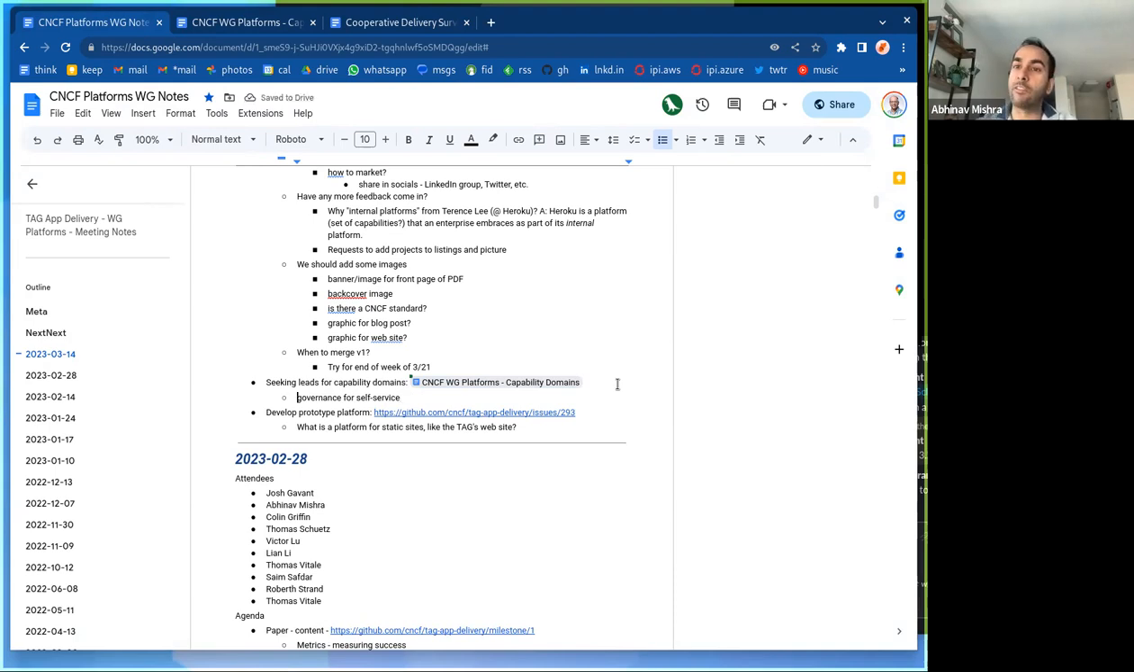The way we've been talking about it, and the way we've seen it at Rapid, is this yin and yang between governance and self-service. One doesn't exist without the other.